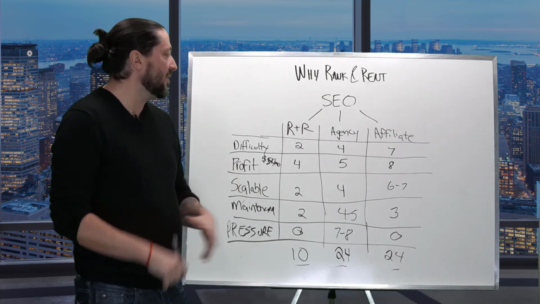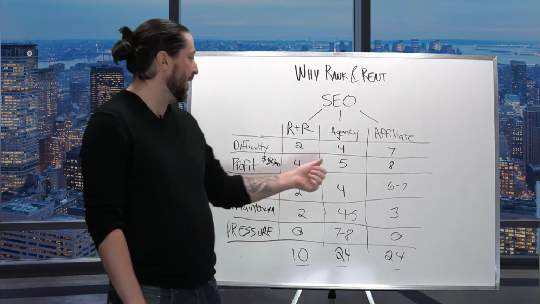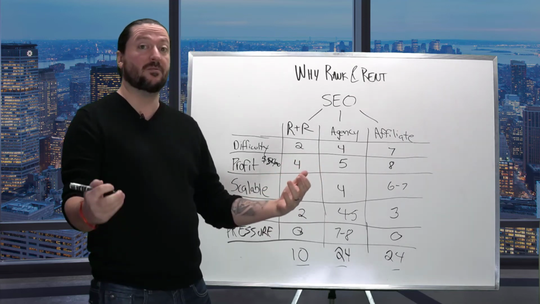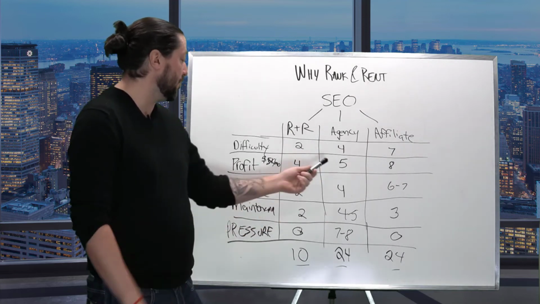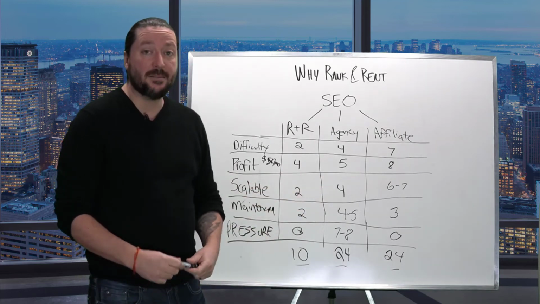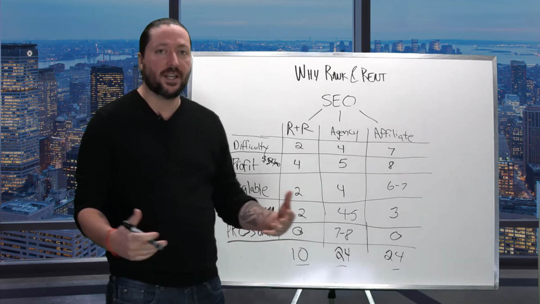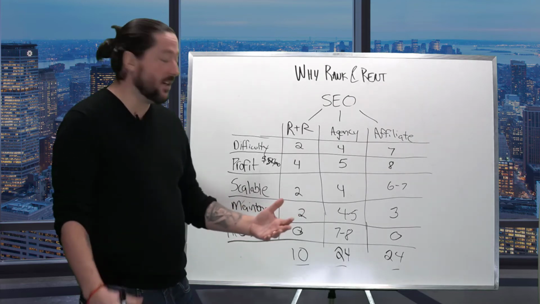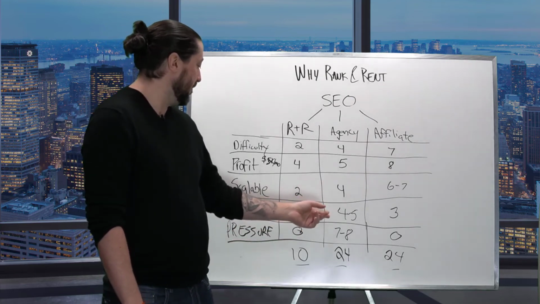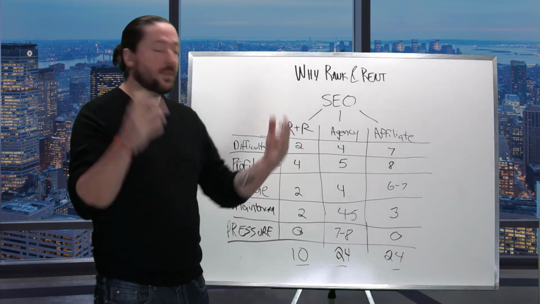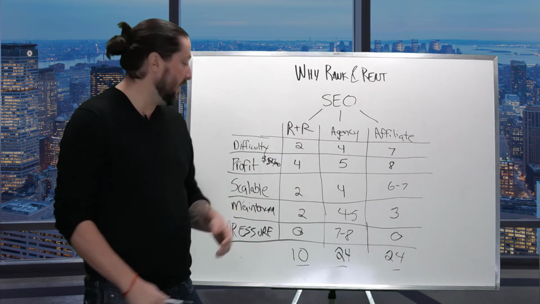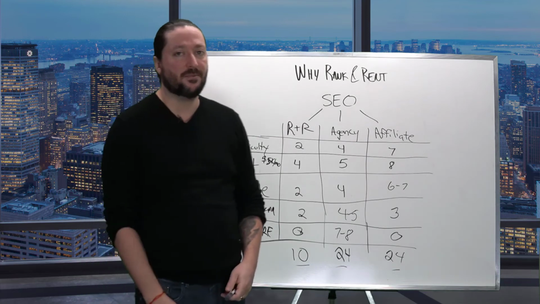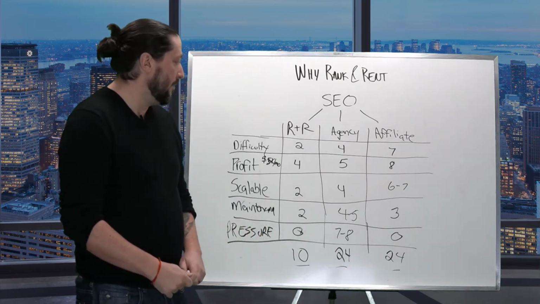But the thing with an agency is it's a little bit more difficult, okay? The profit's still good, which is really why most people get into SEO agency. The profit's still good. It is scalable. It's a little harder. And if you really want to scale big, you're going to have to hire a lot of staff and take care of all that stuff. But it's still very scalable. It's just a bit harder. The maintenance comes with the scalability. You have to maintain your business. You have to maintain your staff. But the pressure's on with an agency, okay?